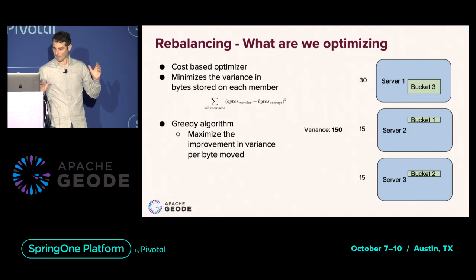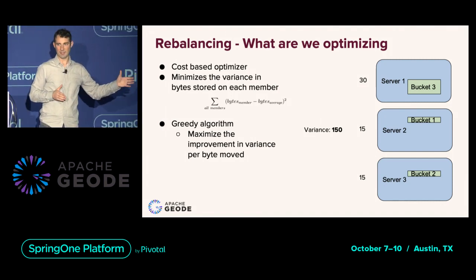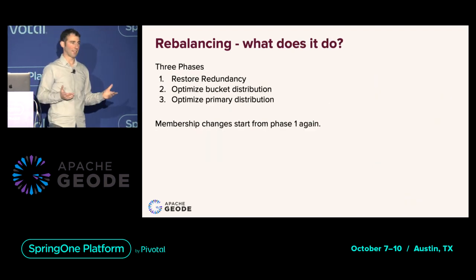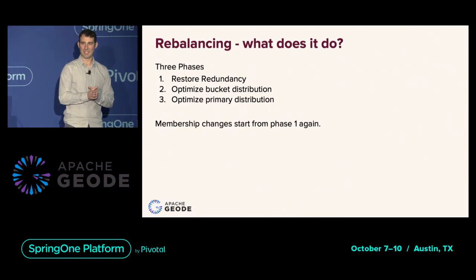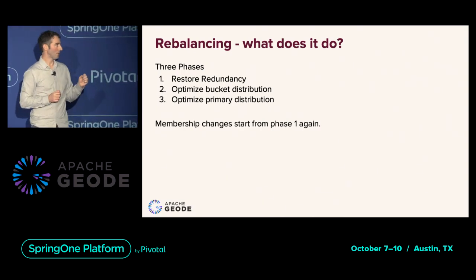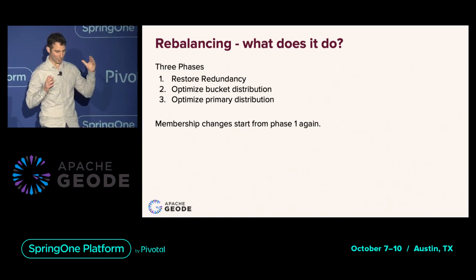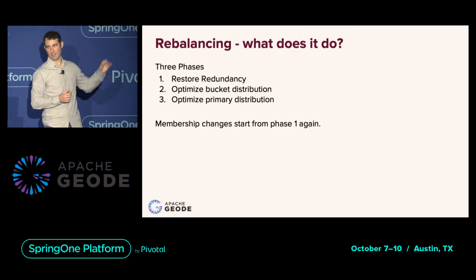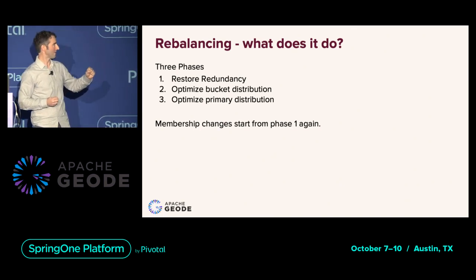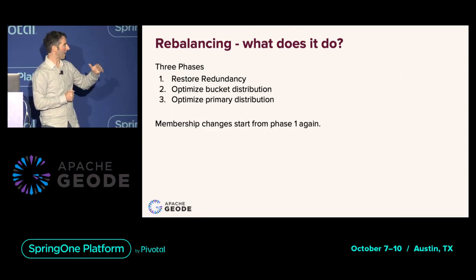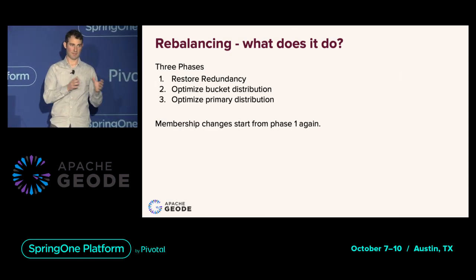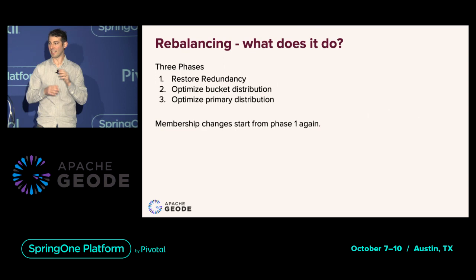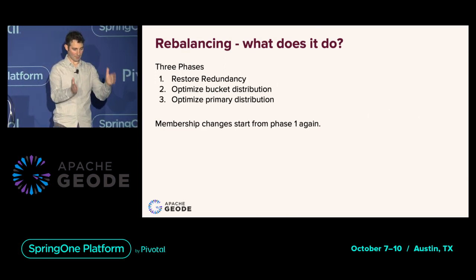This is the same optimizer that's used by the redundancy recovery that I just talked about a couple of minutes ago. In fact, rebalancing and redundancy recovery are the same code as far as we're concerned. So we have one thing, this partition region rebalance op, if you go look at the code, that goes through these 3 phases. When you do a rebalance, it does all 3 phases. First, it restores redundancy. Next, it moves data to optimize the distribution of data. And finally, it switches primaries around to optimize the distribution of primaries. So that's what happens when we do a rebalance.